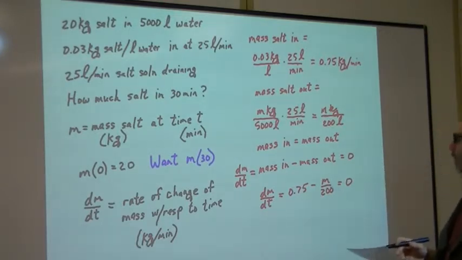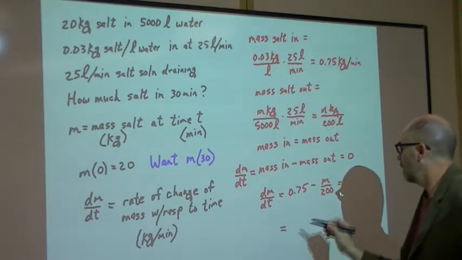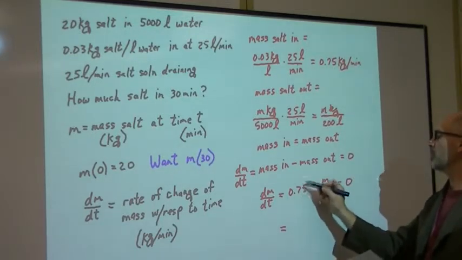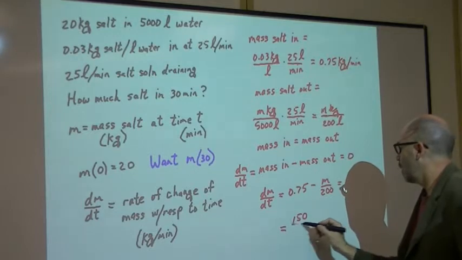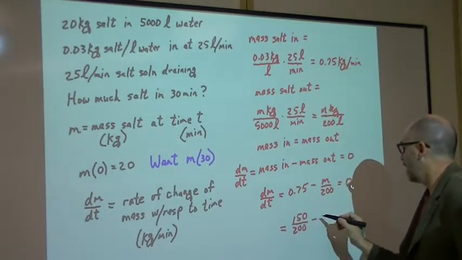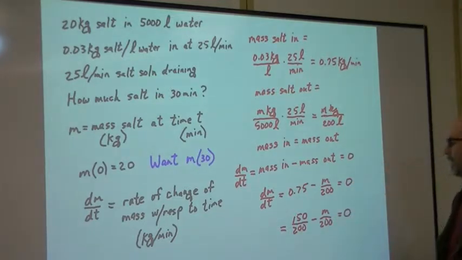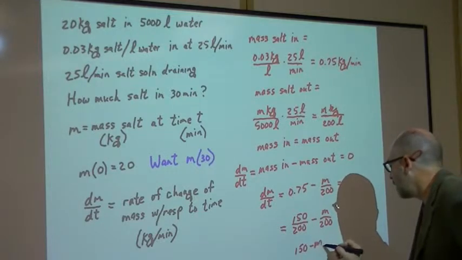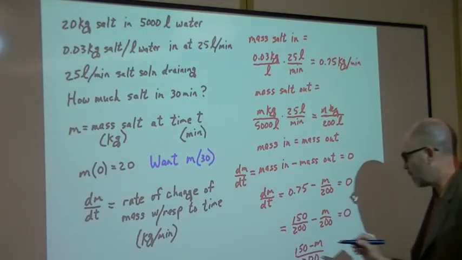Okay, so now all we do is get common denominators here. So basically this is going to equal 150. See, I multiplied, we'll multiply the top and bottom by 200, so this is going to be 150 over 200 minus m over 200, which equals 0. So 0.75 is 150 over 200. Okay. So now this means we've got 150 minus m over 200 equals 0, but it also equals dm dt.